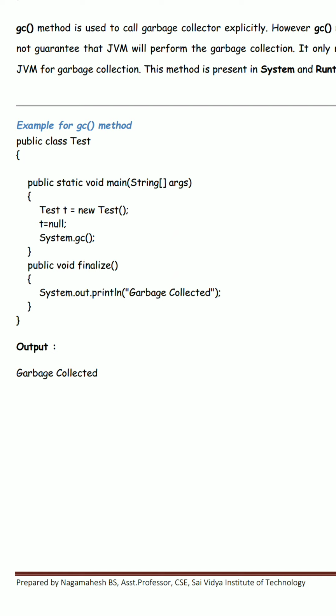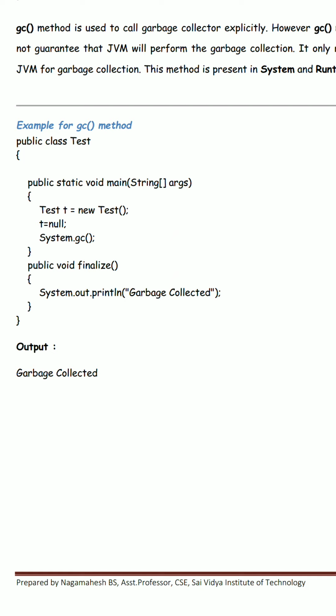We create the object of the class. Here you see, Test t is equal to new Test. After that we assign a null value to the object t: t is equal to null. After that we call the System.gc garbage collection. We call the garbage collection explicitly by using the method System.gc. Then we have the finalize method, public void finalize. This is SOP garbage collected.